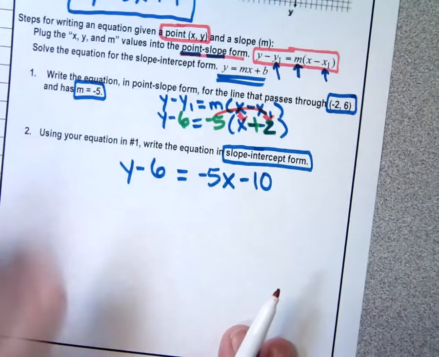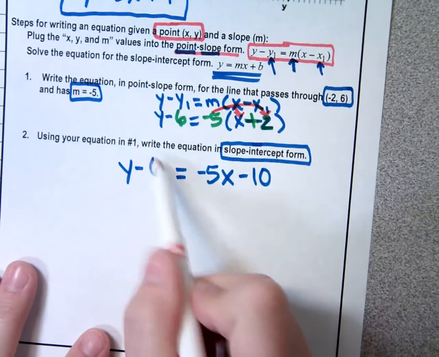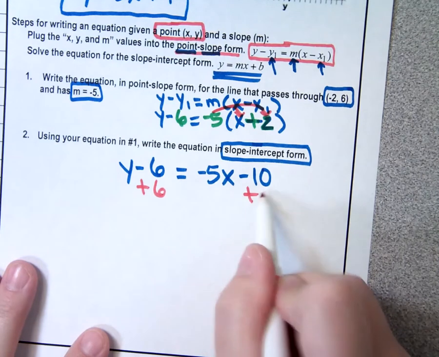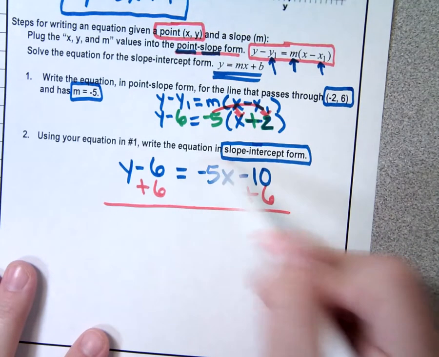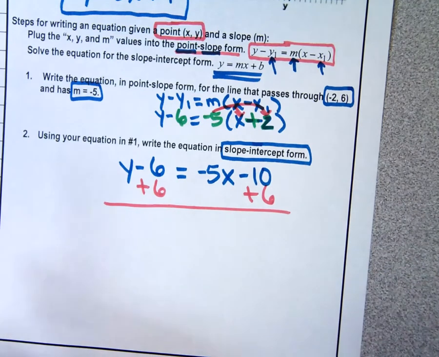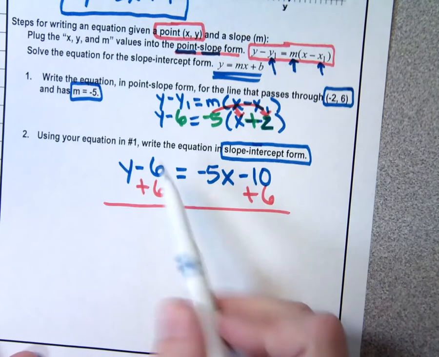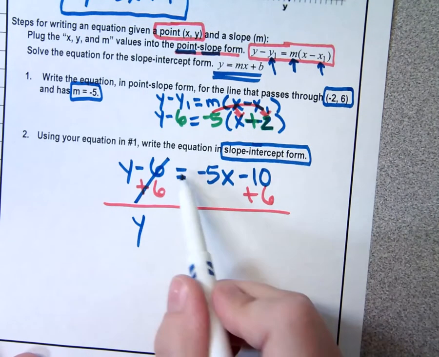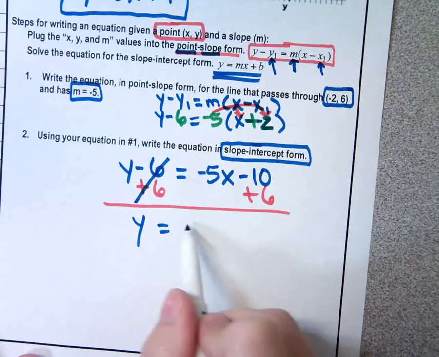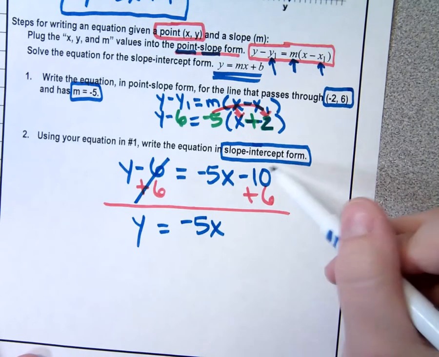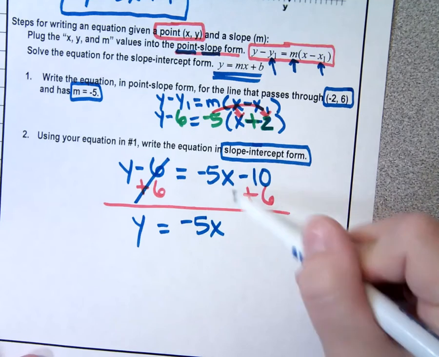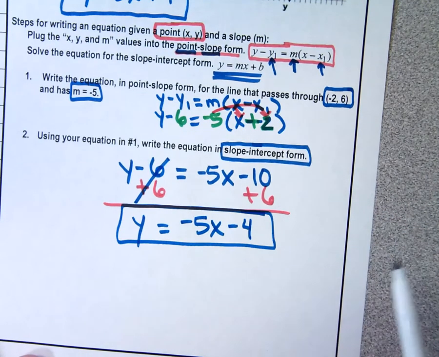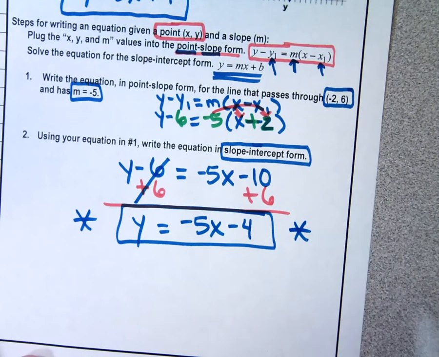Okay, now I'm trying to get y by itself, so how could I move this minus 6? I'm going to add 6, so I add 6 here, and I add 6 here. The reason I don't add it to the x is because they're not like terms, and I wouldn't be able to add them anyway. So negative 6 plus 6 is 0, so that's gone. The y drops down, the equals drops down, this negative 5x drops down, and then how much is negative 10 plus 6? A negative 4. And there is our equation converted to slope-intercept form.